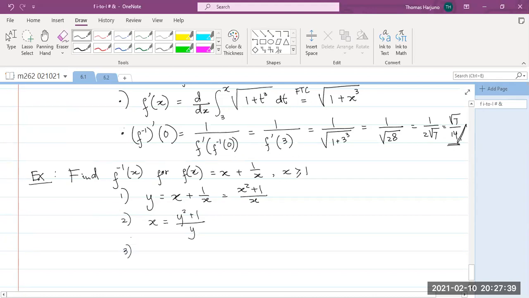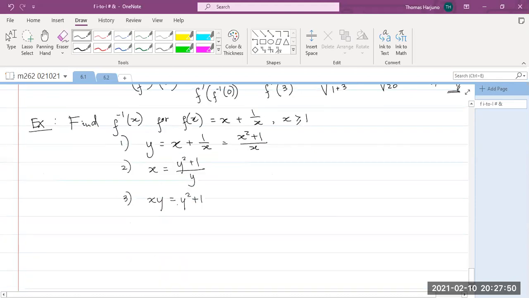So I swap x and y. What do we do next? We need to solve for y, right? Okay, so xy equals y squared plus 1. So 0 equals y squared minus xy plus 1.